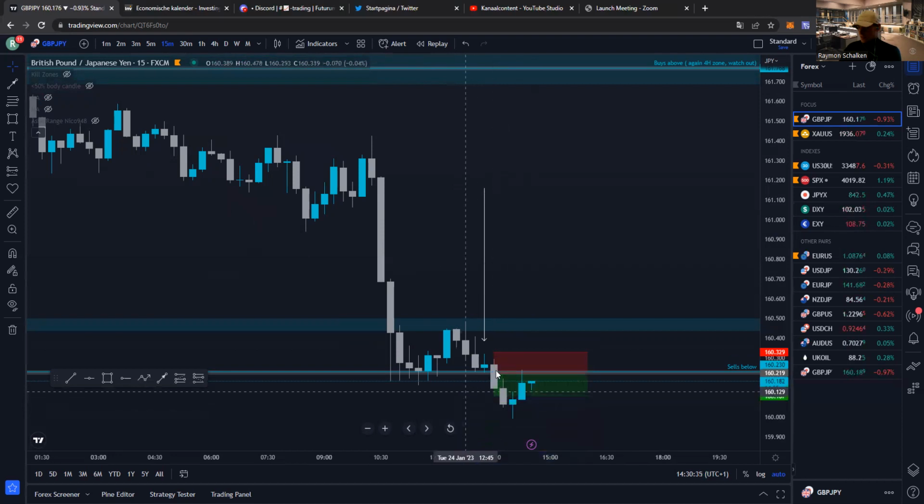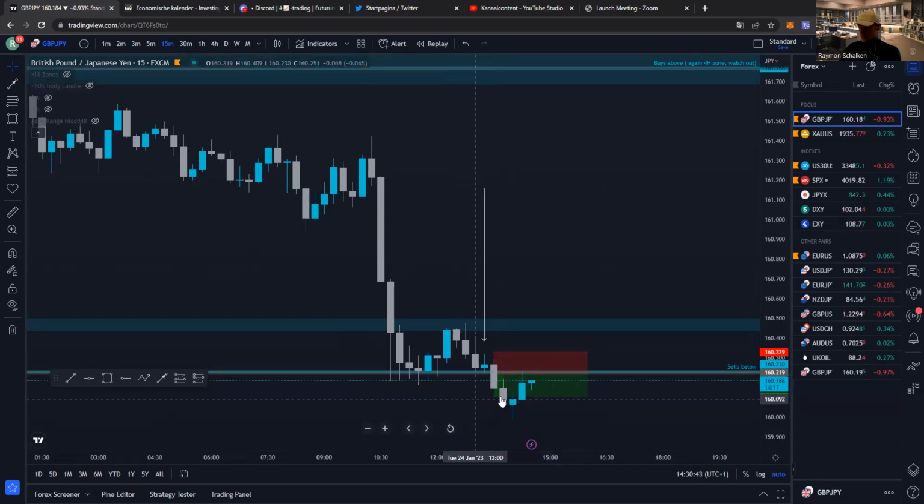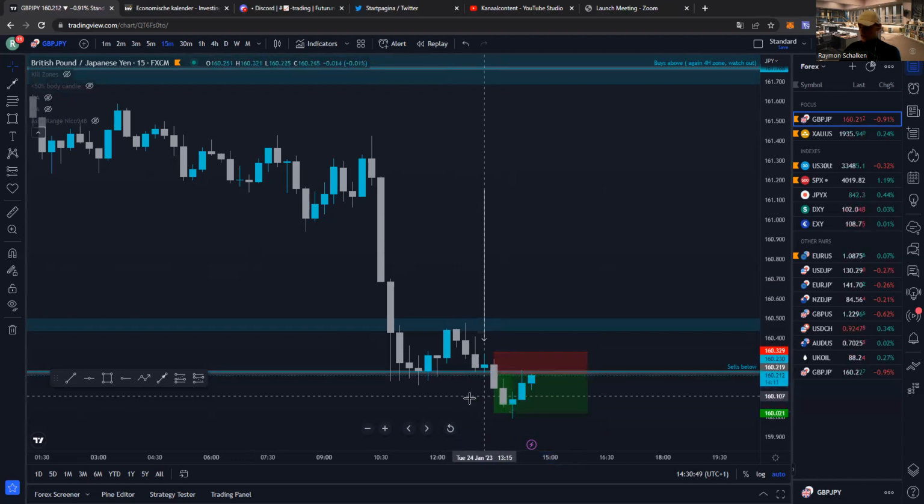Yeah, right there. So it closed bearish, moved up and tried to push further. So it closed right there. I was already out for 80% of the position. And then I took more profits at around 160, a little bit higher actually, at 160.02.